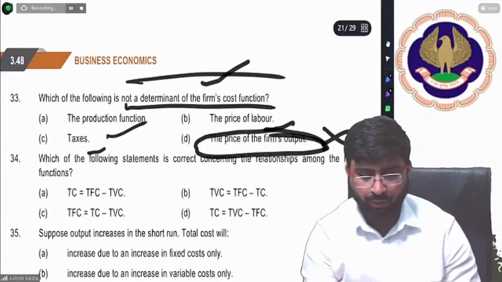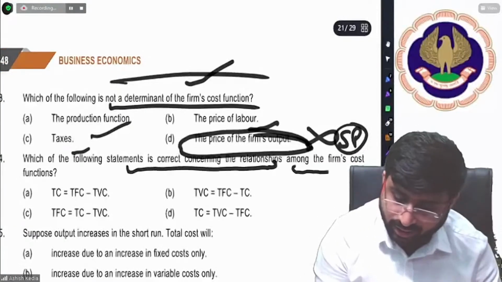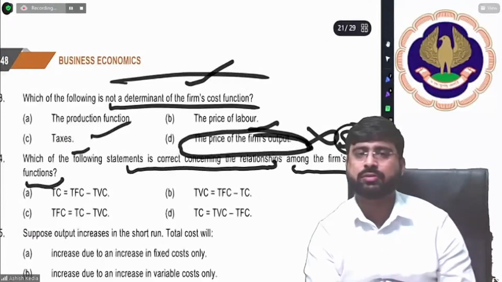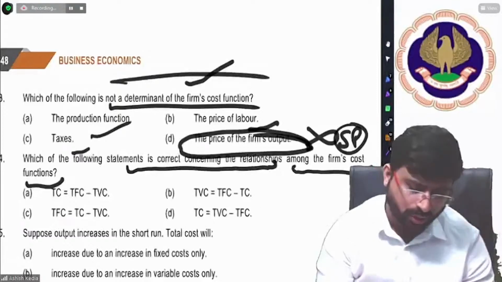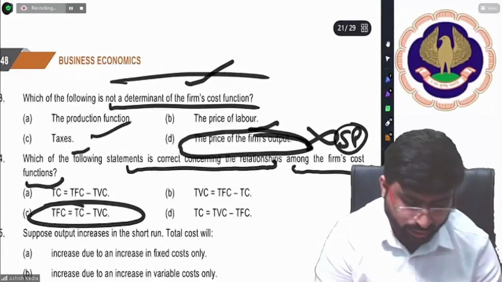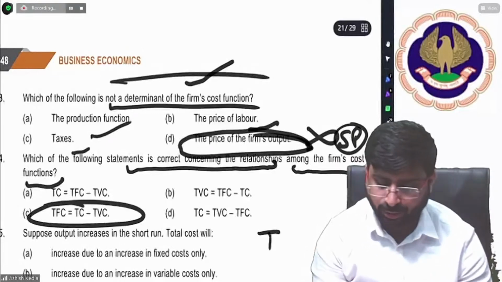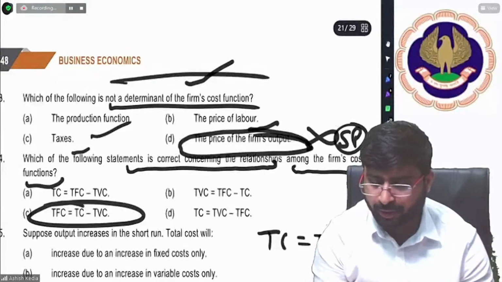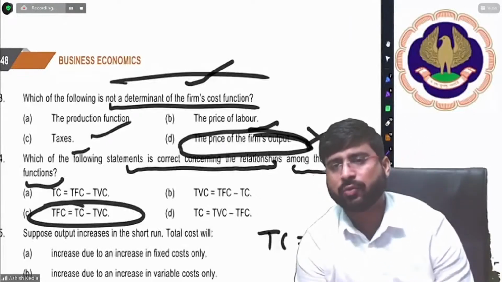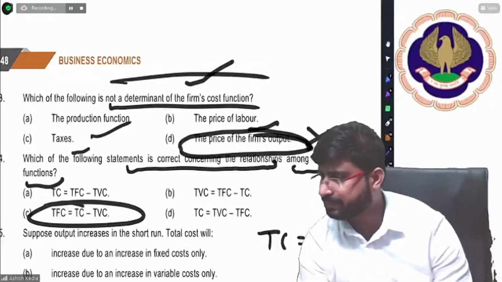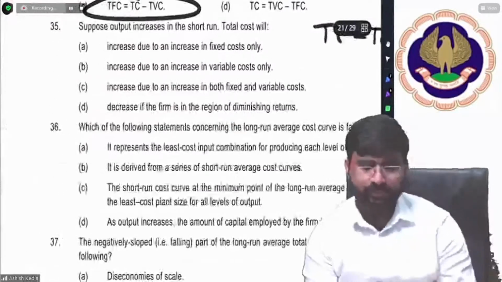Now moving on. Which of the following statements is correct concerning the relation among firms' cost functions? We have done a similar question, so it's easy that way. Here the answer would be TFC equals TC minus TVC. Again the same logic, because total cost is total fixed cost plus total variable cost. So if you take them to the other side, it will obviously give you the equation.